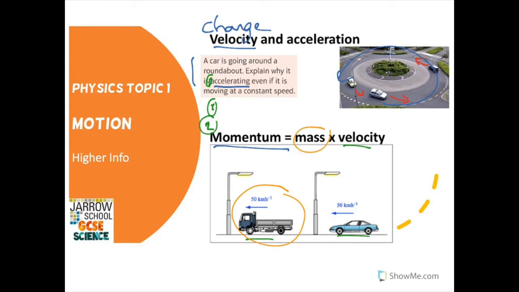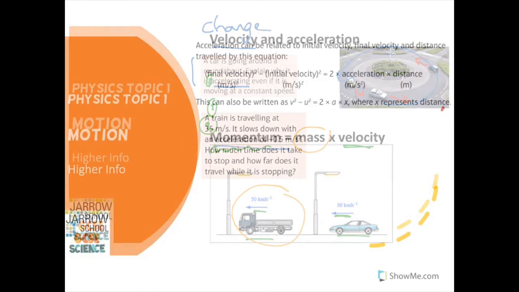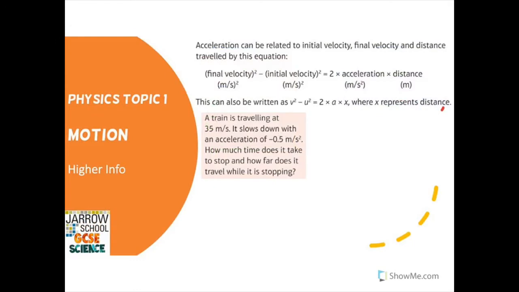So momentum is mass times velocity, and the reason why it's a vector quantity is because velocity has a direction. If it has a direction, it is also a vector quantity. So momentum is also a vector quantity, just like velocity is. And the last thing we need to look at is this equation here, v squared minus u squared equals 2 times a times x, where x is the only letter that we haven't seen so far, and that represents distance.